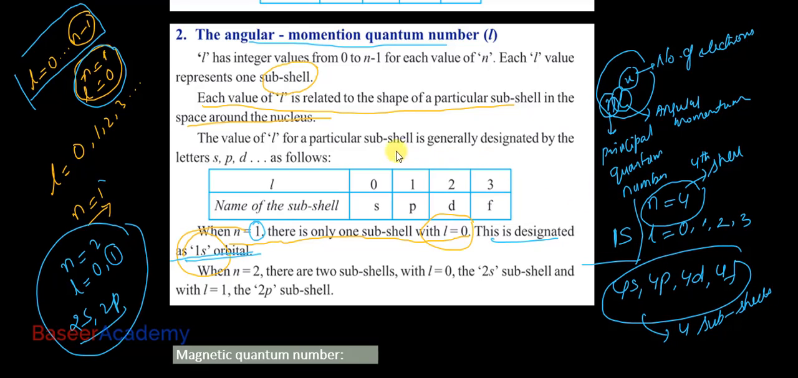This stuff is pretty easy. In the first shell, you have 1 subshell. In the second shell, you have 2 subshells. Likewise, in the third shell, you will have 3 subshells. In the fourth shell, you have 4 subshells.